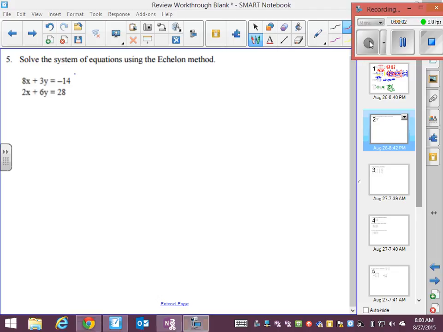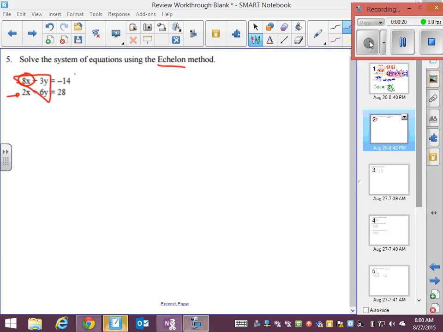We're going to solve number 5 using the echelon method. Echelon method is the one that leaves the variables in, and we're going to want this triangle. Okay, we want this triangle, and what happens is we need this 2x to disappear. We're going to use this 8x to make this 2x disappear.